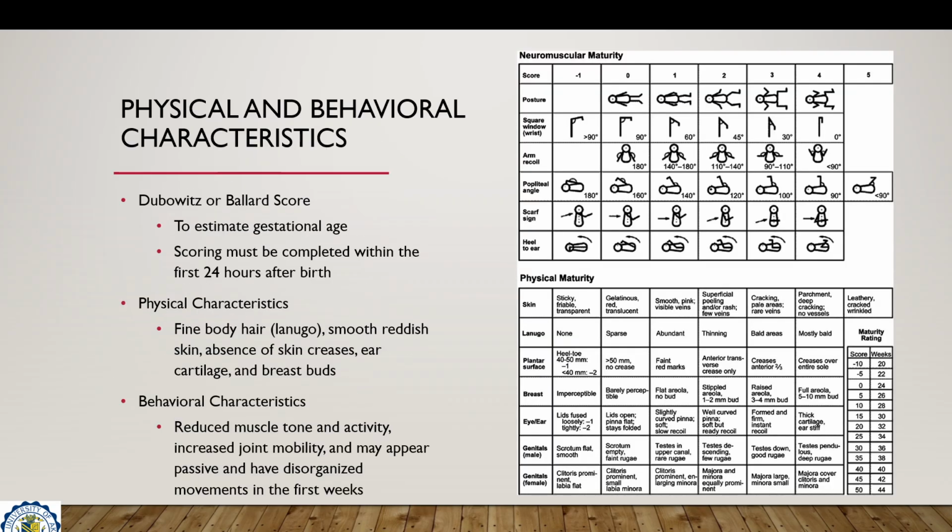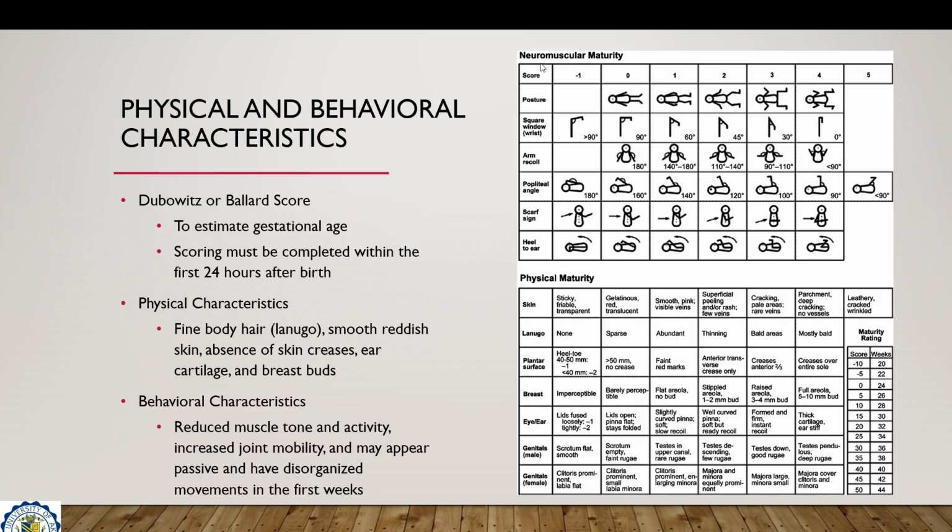When a baby is born, they're going to look for physical and behavioral characteristics of all babies born, but they're going to look specifically closely for our babies that are born early or with a low birth weight. The Dubowitz or Ballard score is this test right here. This is used to estimate gestational age of a baby. Scoring of this must be completed within the first 24 hours after birth.